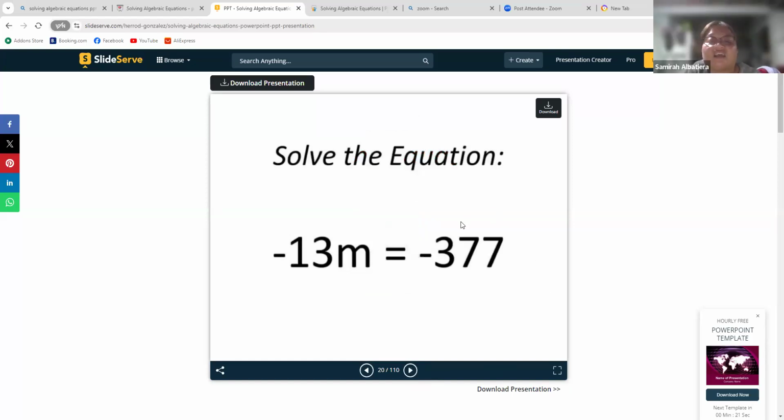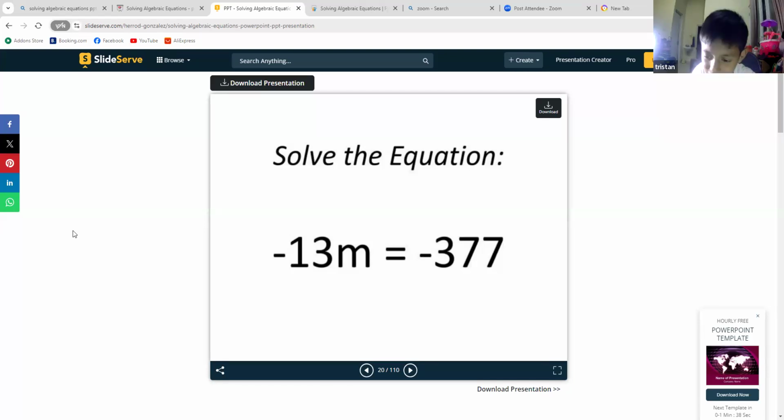Negative 13m divided by something is equal to negative 377. Mega, bajillion, zillion, billion? Is that billion? I don't know. I don't think Noel can solve it. Mark, solve it. So what does that mean?